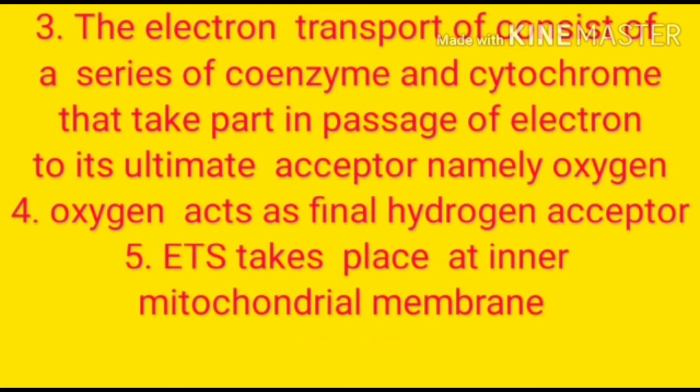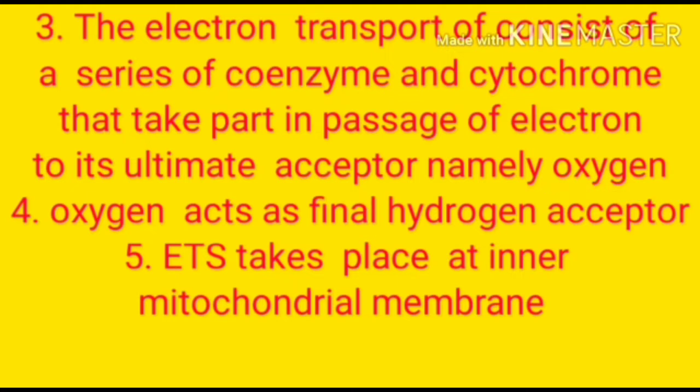The third point is that the electron transport consists of a series of coenzymes and cytochromes that take part in the passage of electrons to their ultimate acceptor, namely oxygen. Means these electrons are passing through electron acceptors. Those electrons are finally accepted by oxygen molecules. In the respiration process, oxygen is an important component, but oxygen is used at the end of this respiration process, that is electron transport.